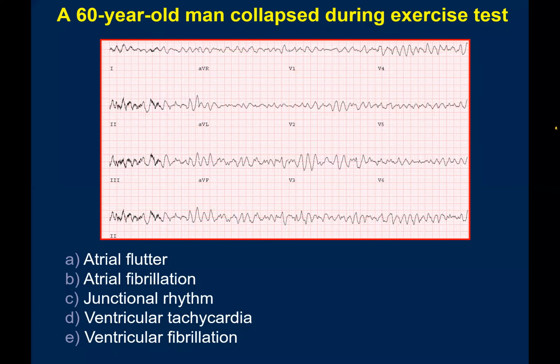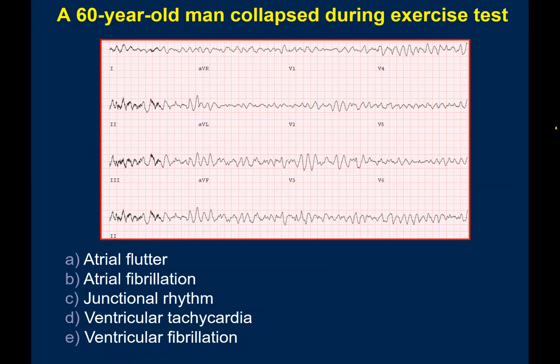The next case is a 60-year-old man. By the way, if you have time later on, how to differentiate wide QRS complex tachycardia is a session by itself. So I'm just moving on to common cases now, but we can discuss this later in detail, how to differentiate VTAC, for example, from SVT with aberrancy and others.